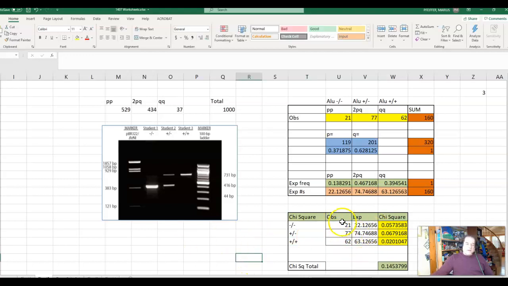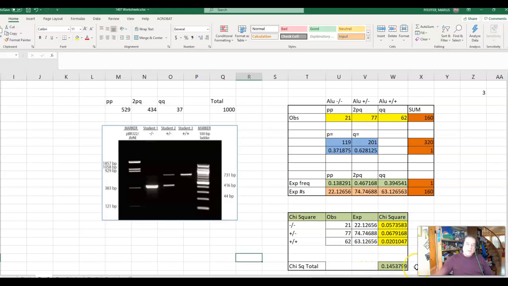Here's our observed numbers, 21, 77, and 62. And here's our expected numbers, 22.12, and so on. All of those here. And then I'm going to do the chi-squared calculation, which is you take the difference of these, then you square that difference, and then you divide that difference by the expected value. You repeat that here, you repeat that here. I didn't show you all the steps because the main thing is I wanted to talk about Hardy-Weinberg equilibrium right here. And then we generate a chi-squared statistic. We do that for each of the three categories, and then you add those together, and there's this one number right here, which is chi-squared.